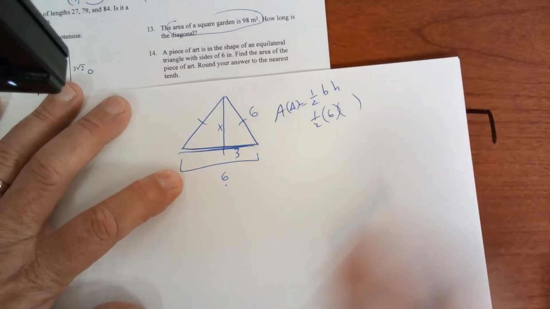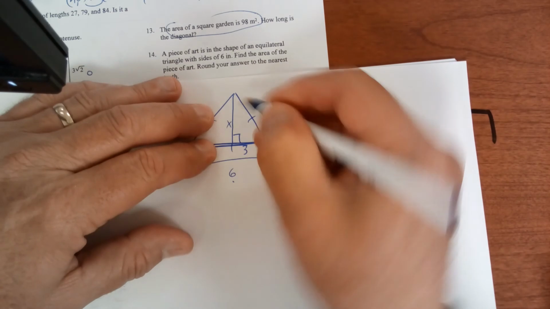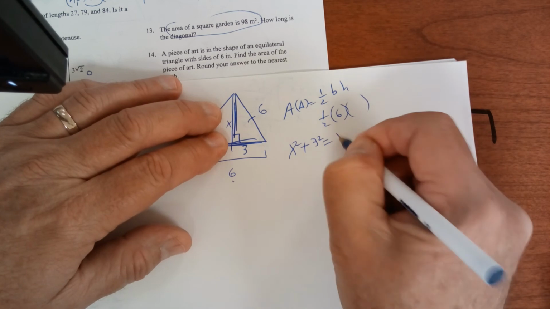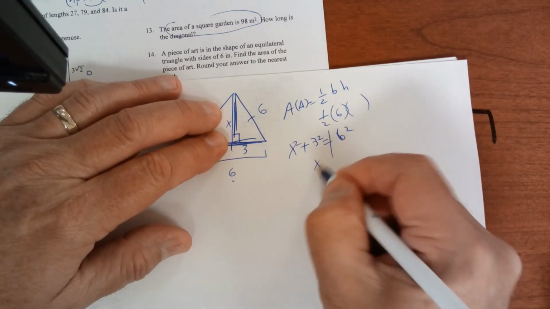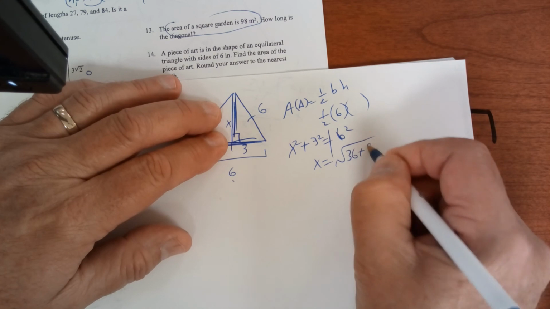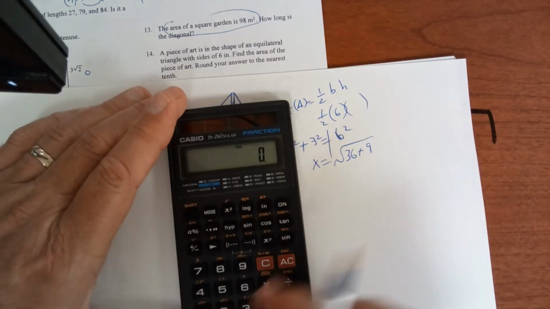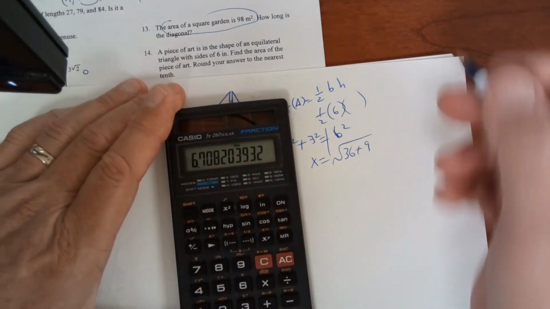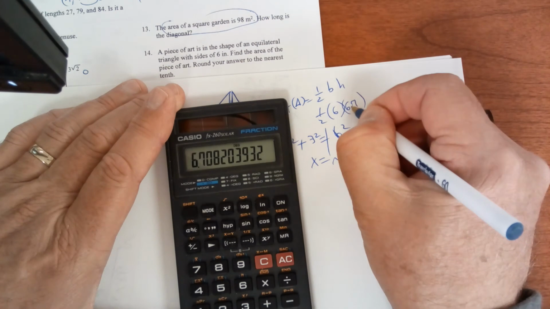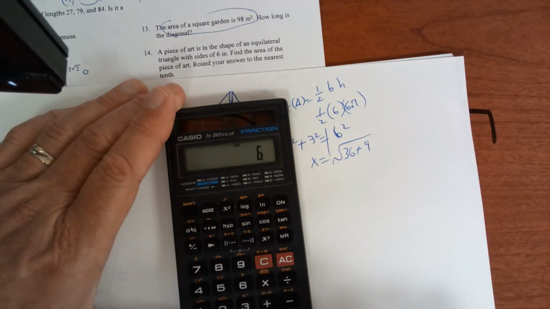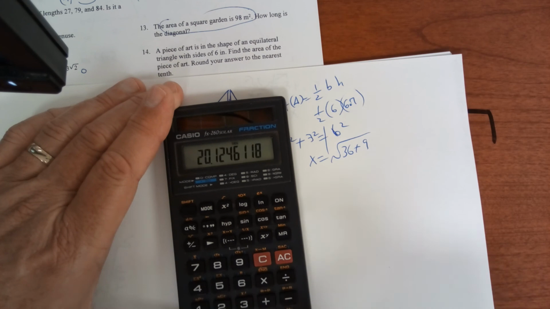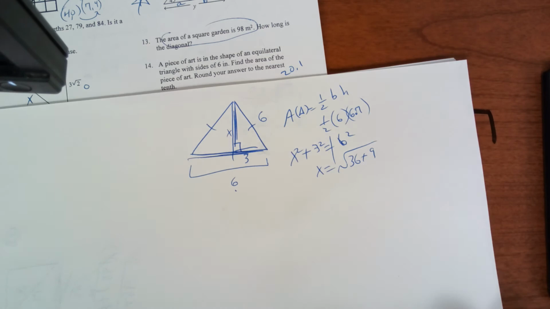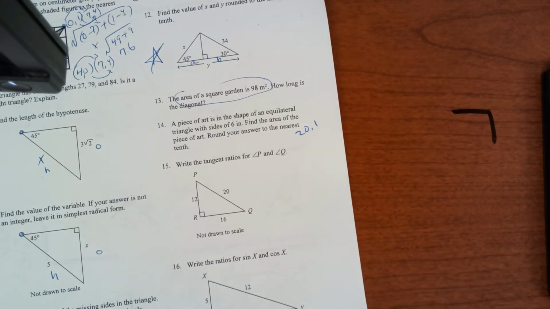So to get the height, I would use Pythagorean's theorem. I would color my legs like this and say x squared plus 3 squared is equal to 6 squared. So I'm going to say x is going to be the square root of 36 plus 9. So let's add that up. 36 plus 9 equals that. Shift square root. I get 6.7 right here. That's your height times 6. Press equals and then divide by 2. I get 20.1 on this one. Okay, again, this is a wing dinger. Got to be ready.